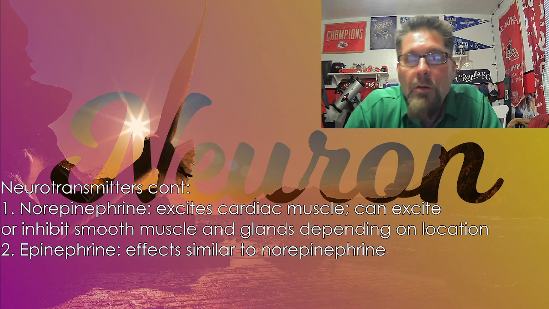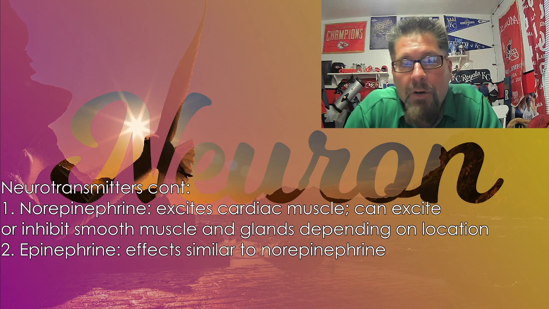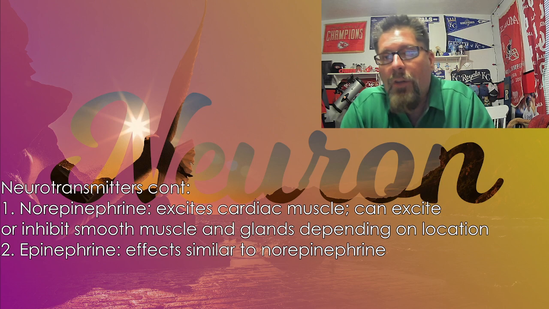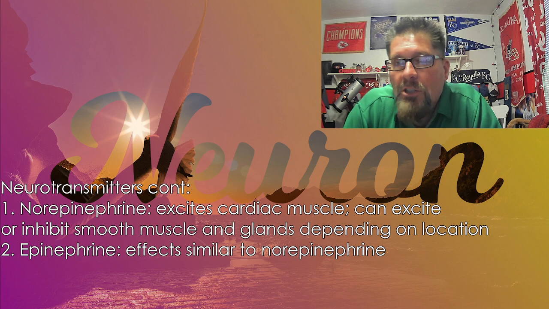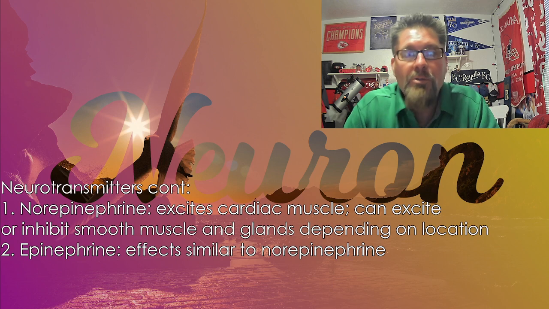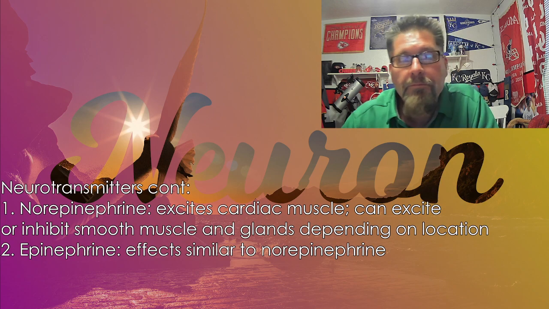Alright, some other neurotransmitters, norepinephrine and epinephrine, kind of do similar things. They can speed up the heart muscles. They can either excite or inhibit other smooth muscles, which are organs and glands and things like that. So they can be used to speed them up or slow them down.